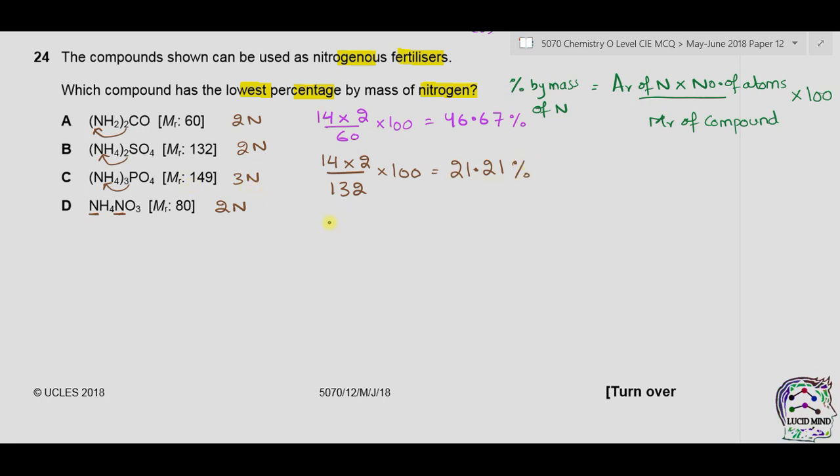For part C we have 3 nitrogen atoms. So 14 into 3 divided by 149 into 100. It is 28.18%. Similarly for the last one we have 2 nitrogen atoms. So 14 into 2 divided by the MR of this compound which is 80, into 100. So it comes equal to 35%. Among these percentages we can see that the lowest is in this one, so therefore answer is B.